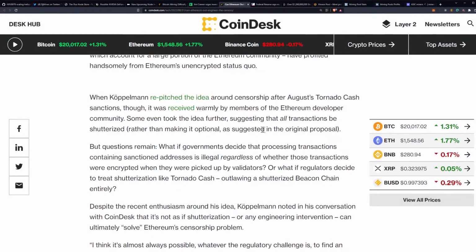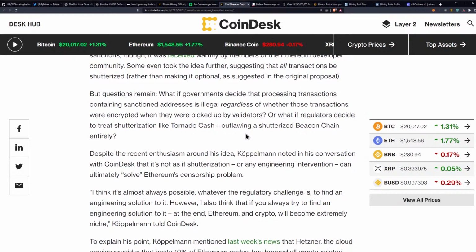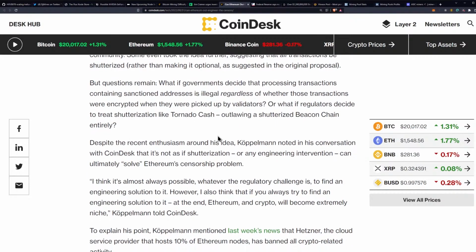When Kopelman repitched the idea around censorship after August's Tornado Cash sanctions, it was received warmly by members of the Ethereum developer community. Some even took the idea further, suggesting that all transactions be shutterized, rather than making it optional as suggested in the original proposal. But questions remain. What if governments decide that processing transactions containing sanctioned addresses is illegal, regardless of whether the transactions were encrypted when they were picked up by validators? Or what if regulators decide to treat shutterization like Tornado Cash, outlawing a shutterized beacon chain entirely?